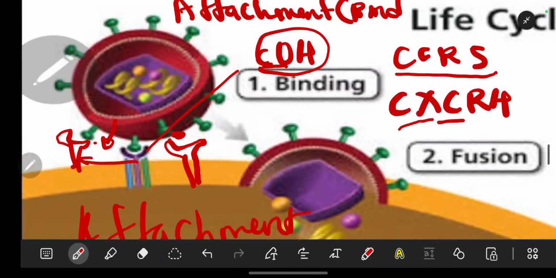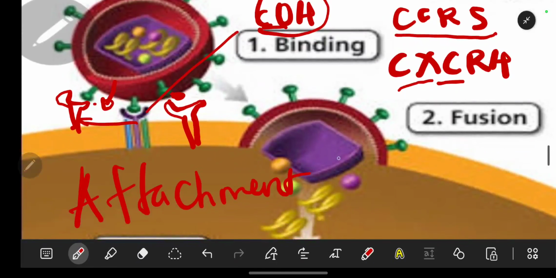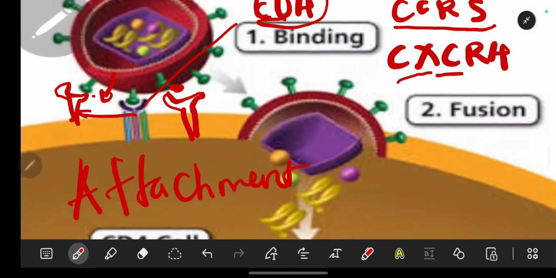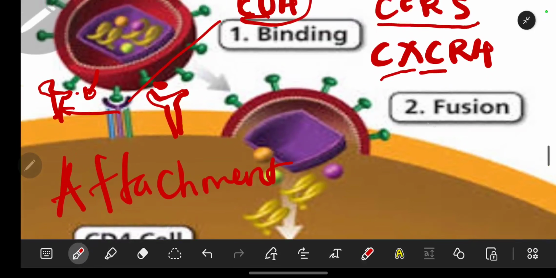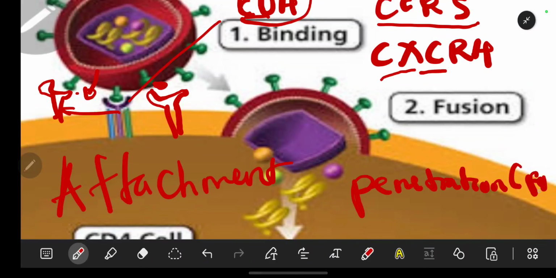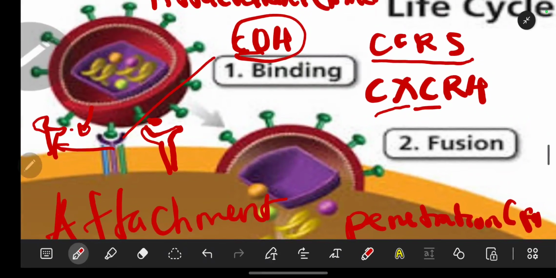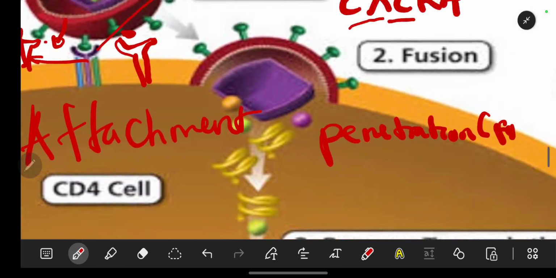Then when we look at the next stage, when it binds like that, it is now going to undergo the process which we are going to call fusion. In other words, we are going to call it penetration. So penetration, fusion, or entry. In this case, let's go for penetration, in brackets, fusion. So under this one, what begins to happen is that the HIV genome, which is the genetic material, is injected into the cell.